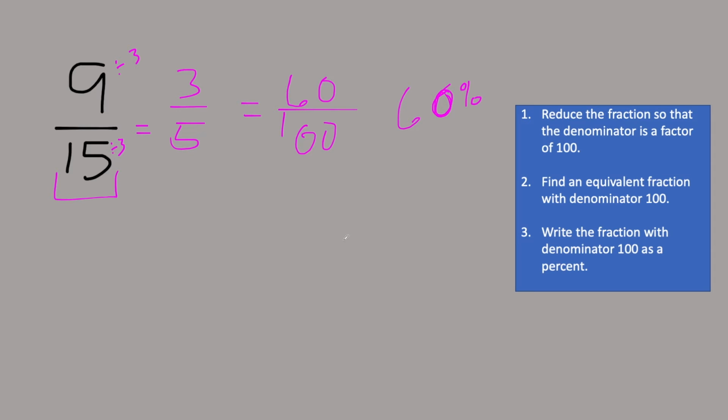And so what did I do? I reduced the fraction so that the denominator is a factor of 100, and then I can multiply to find a denominator of 100, and then I can come up with a percentage from there. Now, what if I had something like 2/7? Okay, it's already reduced to its lowest terms.